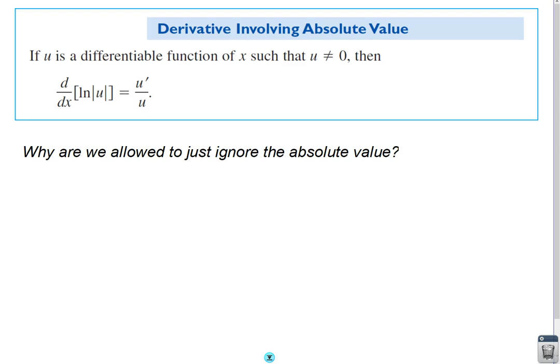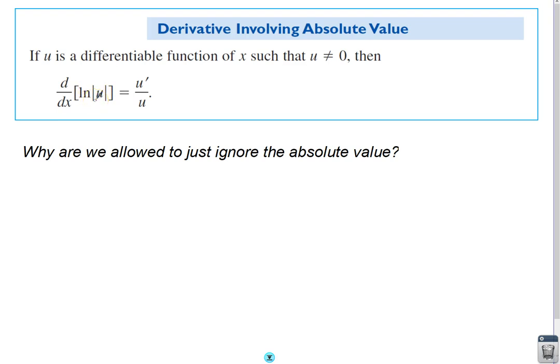Okay, let's see what else we got. Oh, derivative involving absolute value. Okay, so if u is a differentiable function of x such that u is not equal to 0, then the derivative of the natural log of the absolute value of u is equal to u prime over u. Wait a minute. Where'd the absolute value go? Okay, well, and again, why do we take the absolute value of u?